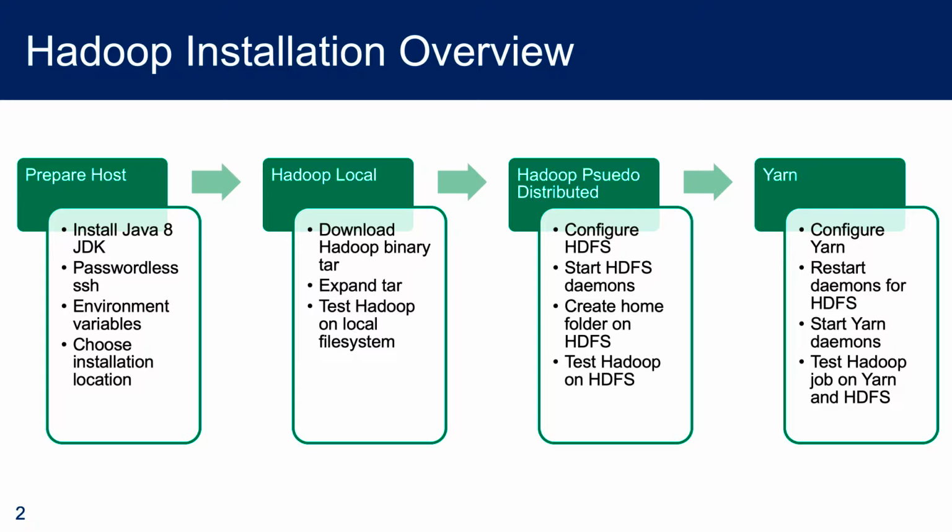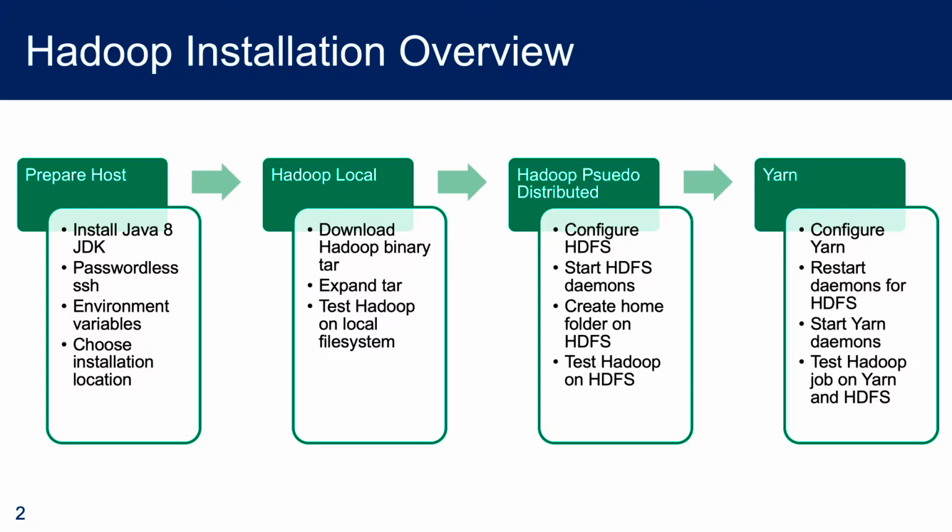Next, we'll set up Hadoop distributed or pseudo distributed mode. So we have to override the default configuration. So we're going to set some things for HDFS. Then we start up the HDFS daemons, create a home folder on HDFS, and then test Hadoop using HDFS now. We'll basically run the same job we ran with Hadoop local, but this time it will be using our distributed file system through the HDFS daemon.